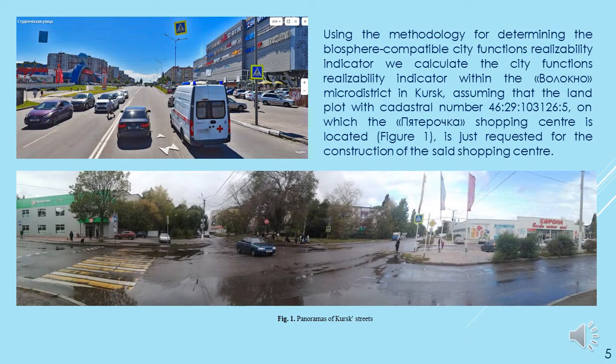Using the methodology for determining the biosphere-compatible city functions realizability indicator, we calculate the city functions realizability indicator within the Volokno microdistrict in Kursk, assuming that the land plot with cadastral number 46:29:1031:26:5, on which the Peterechka shopping center is located, is just requested for the construction of the said shopping center.